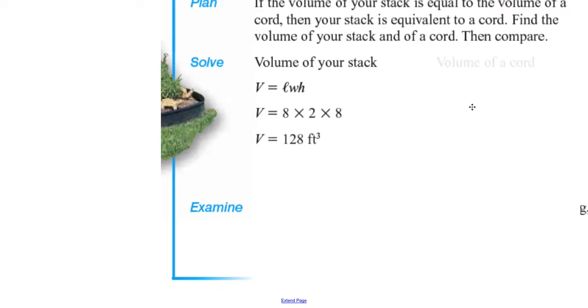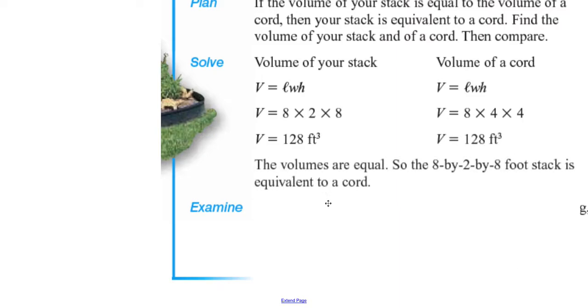And let's take a look at the volume of a cord. Again, length times width times height is the formula. 8 times 4 times 4 will give you 128 cubic feet. So basically, the volumes are equal. So the 8 by 2 by 8 foot stack is equivalent to a cord.